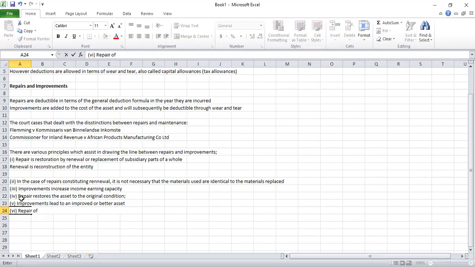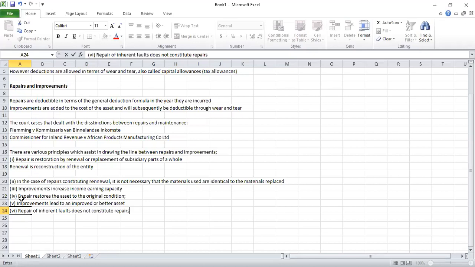Repair of inherent faults does not constitute repairs. Let's say you buy a car, but when you bought it, it had some problems. Then you start sorting those problems. That's not a repair. Actually, that's part of the cost of the asset. Or maybe you were constructing a building, then later when the building is handed over, you learn that there are defects. That's not a repair. It's additional cost of the asset.